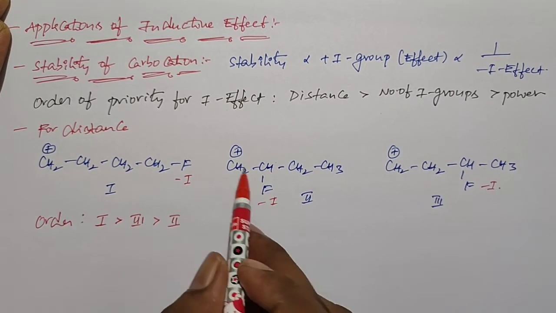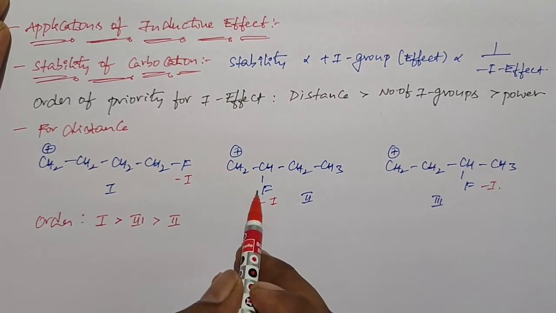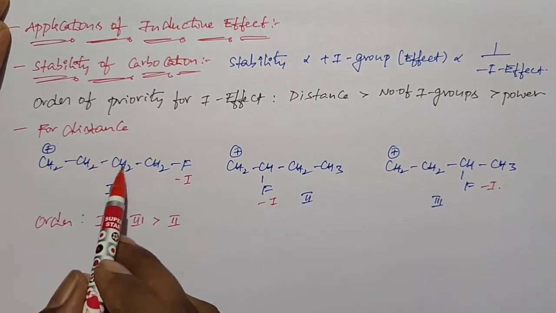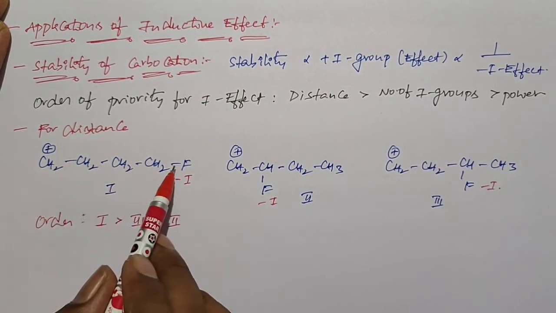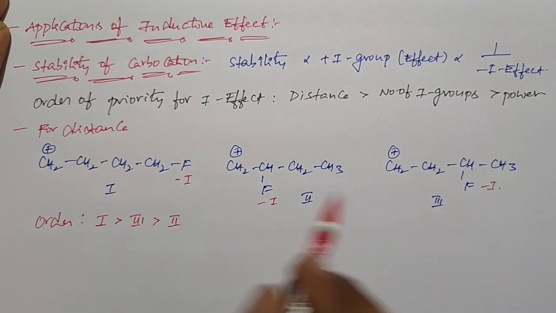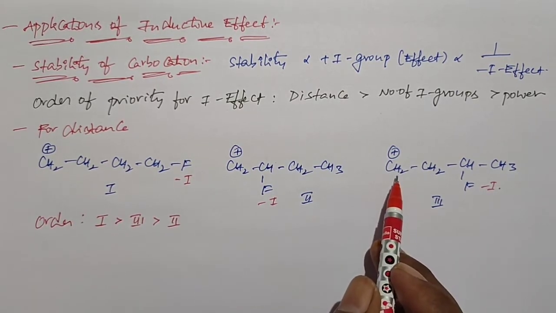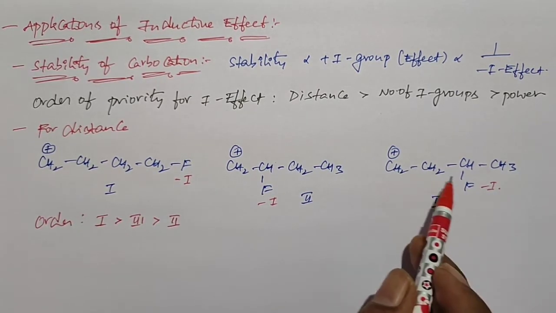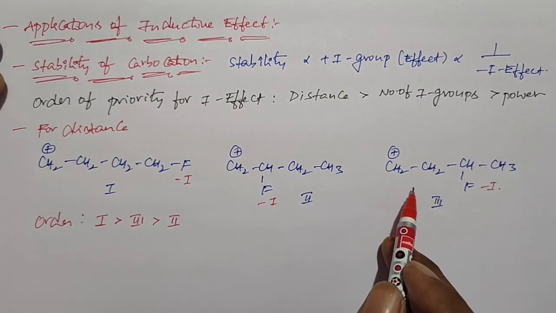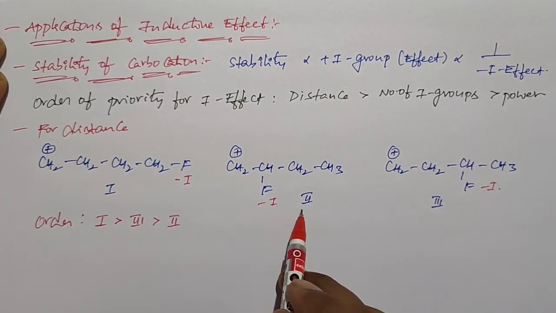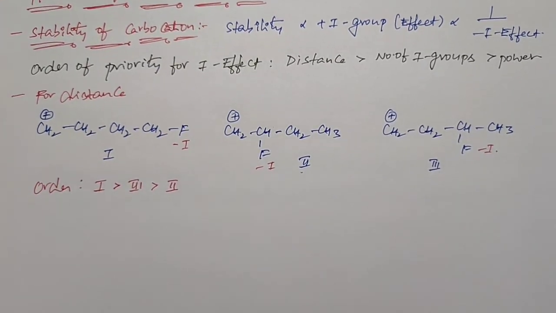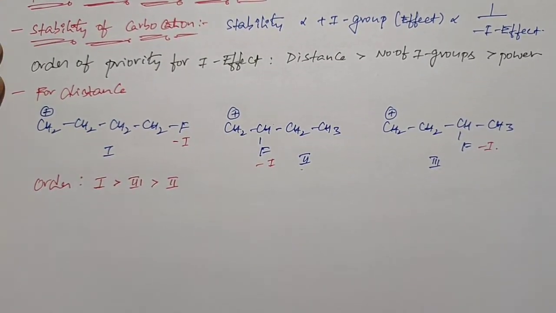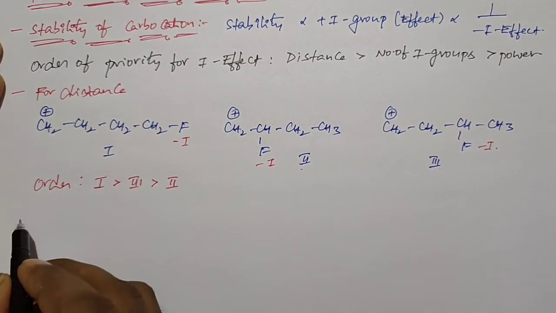In the second structure we don't have any carbons between the positive charge and the minus I group. In the first structure we have 2 carbon atoms between the positive charge and the minus I group, so it is more stable. In the third one, we have 1 carbon atom between the positive charge and the fluorine atom, I mean the minus I group, so this is the next stable compound, and at last is the second one. So based on the distance we can explain the stability of carbocation like this. And now I take one more example, based on the power.